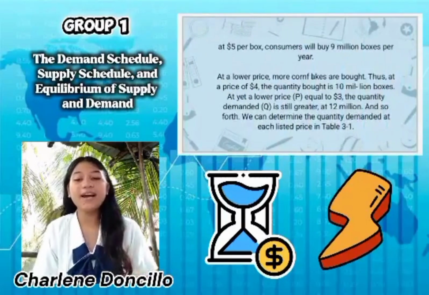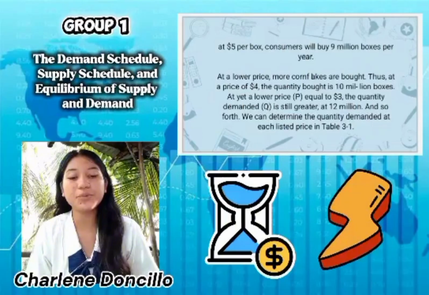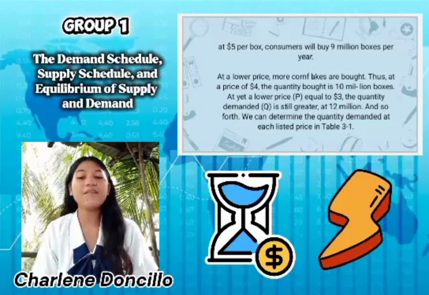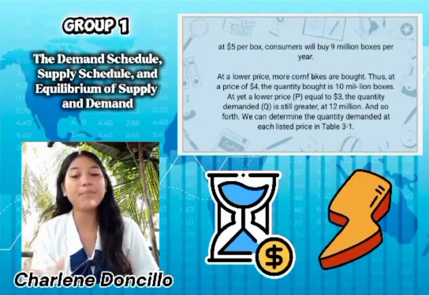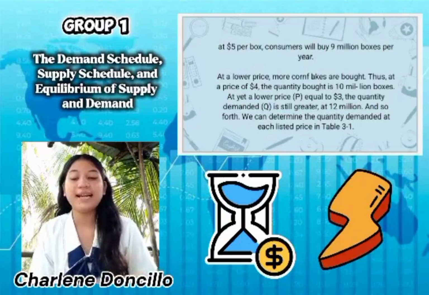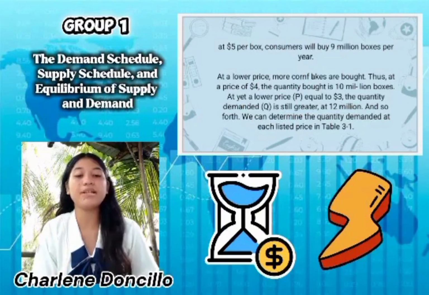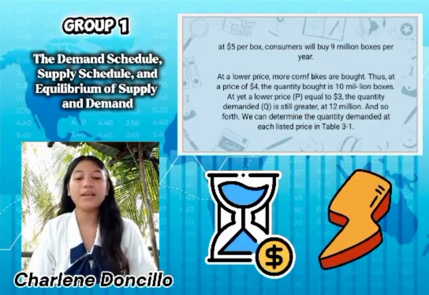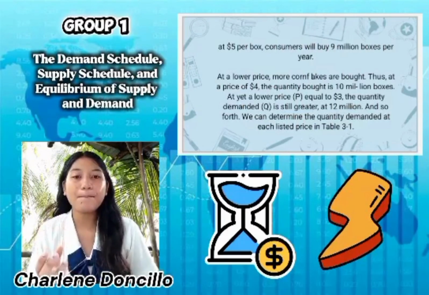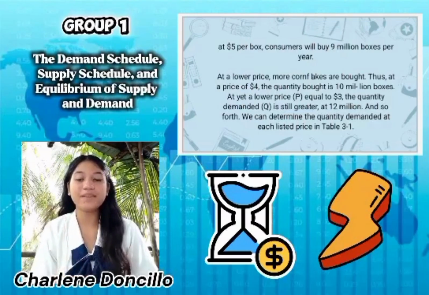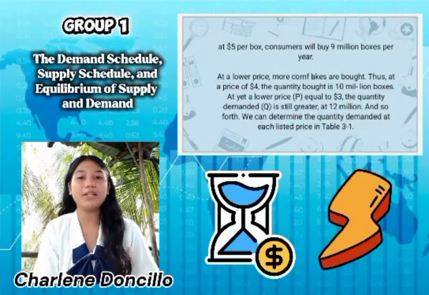So at $5 per box, consumers will buy 9 million boxes per year. Then, at a lower price, more cornflakes are bought. Thus, at a price of $4, the quantity bought is 10 million boxes. So if the cornflakes are $4, the quantity bought is 10 million boxes.